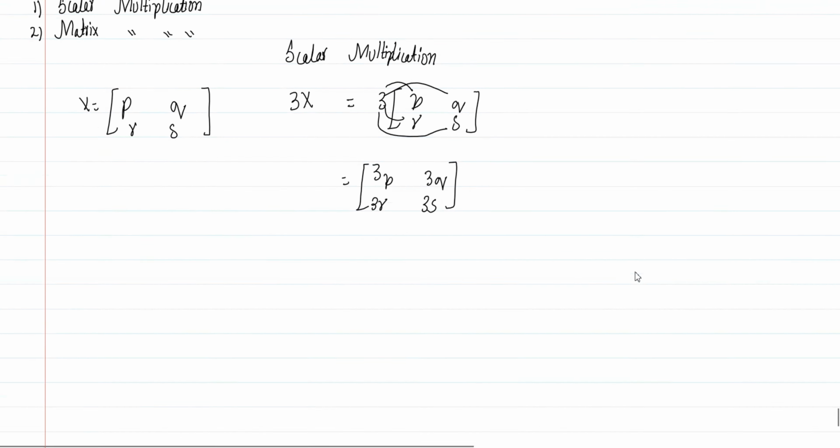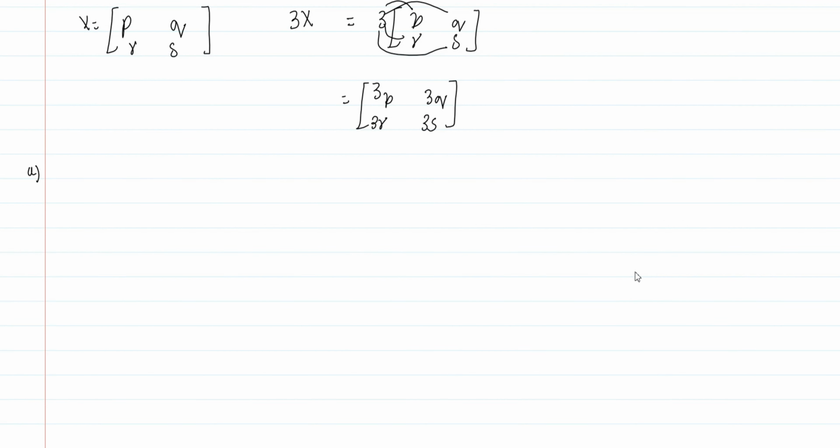Okay, if I give you one more example, and I'm saying you have to solve for 3 times the matrix 4 5. So 3 times 4 is 12 and 3 times 5 is 15. So the answer for this scalar multiplication is 12 and 15.